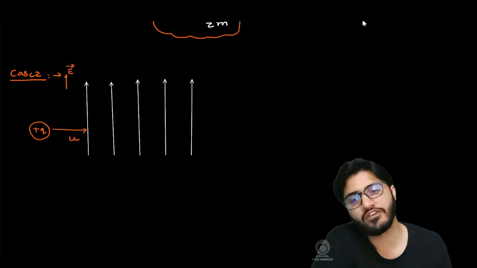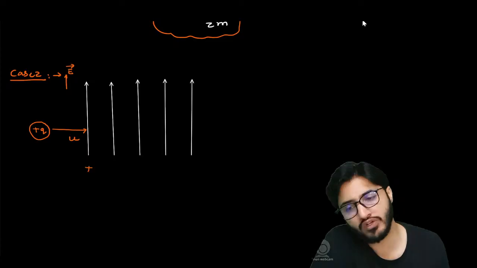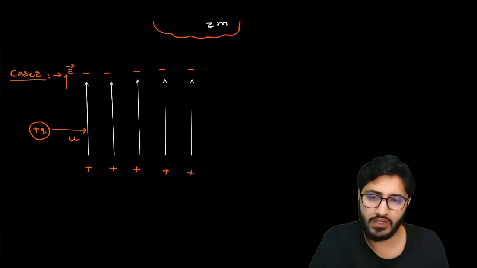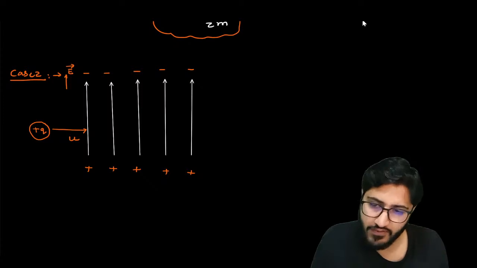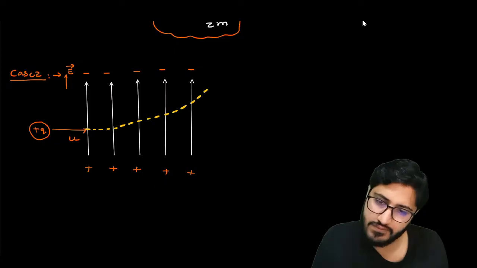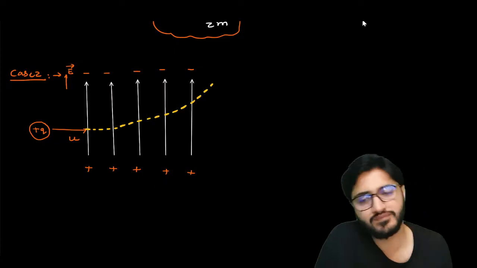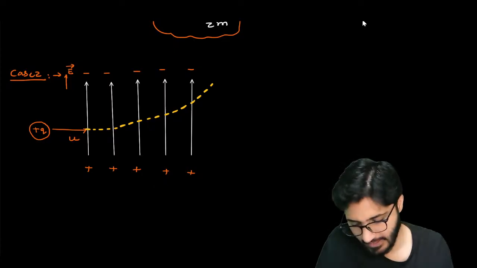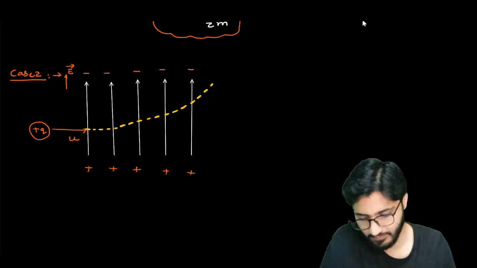We know that the electric field is from positive to negative. Now, when we put the charged particle here with some velocity, my charged particle will deviate from this path. Obviously it will deviate now. Why? Because there will be a force on it.